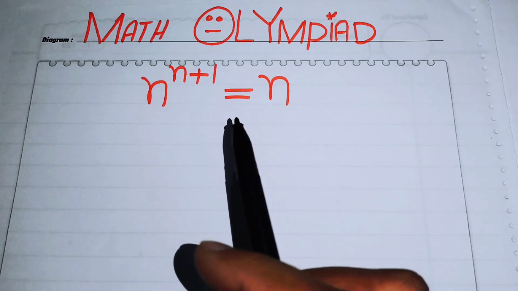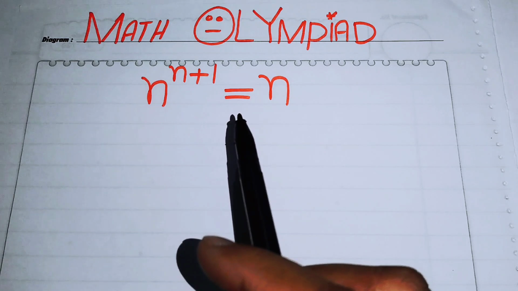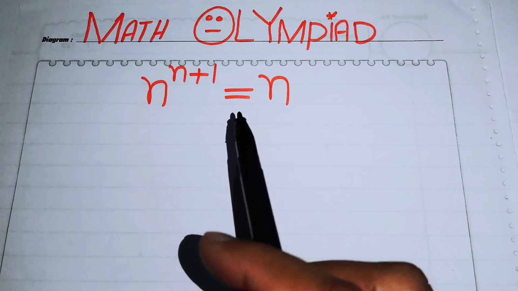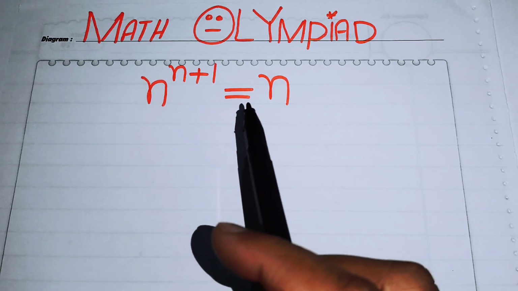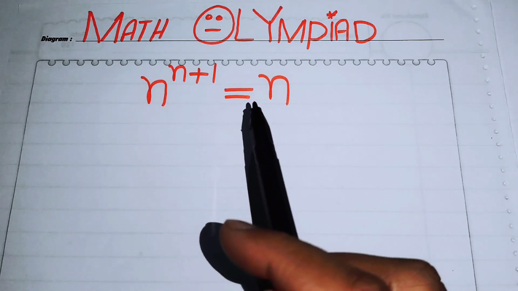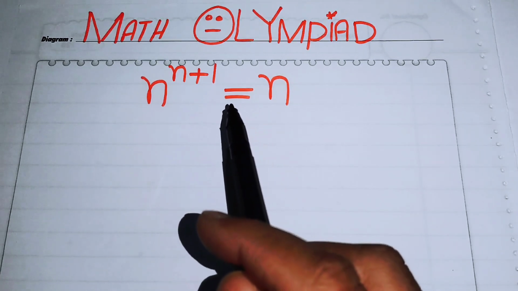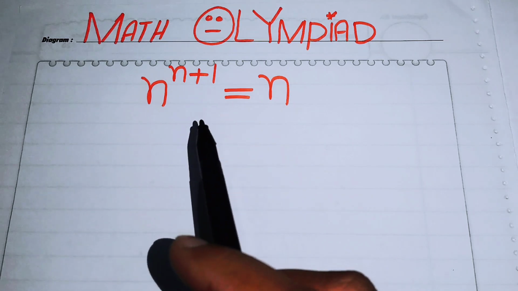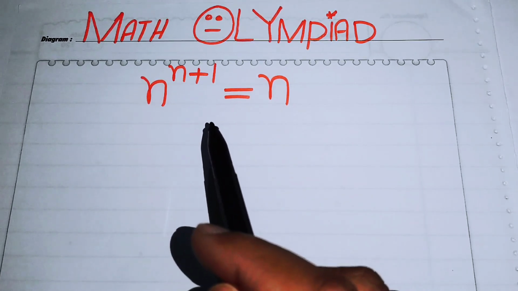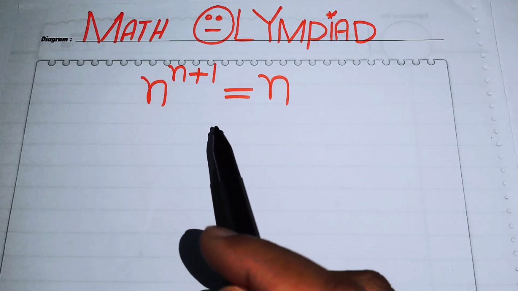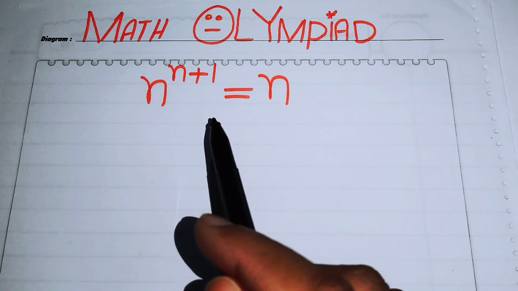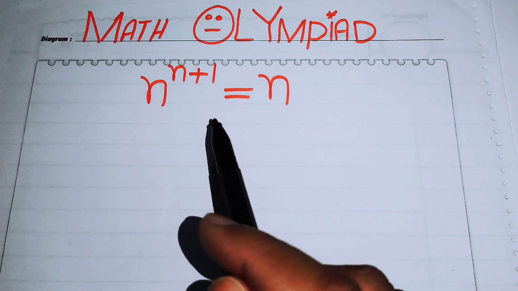So I will discuss the other method, and in this method we will find the roots other than n equals 0. So we find the other roots except n equals 0. Here I can use a different technique to find the value of n, and I hope you will like this method.